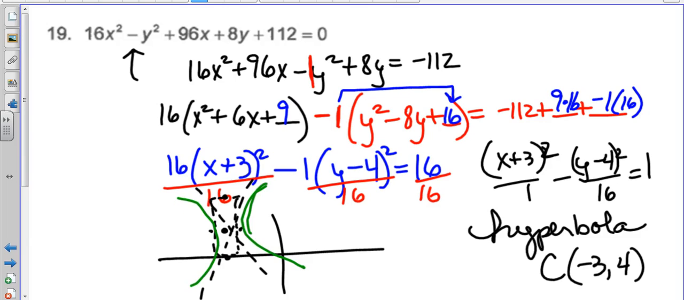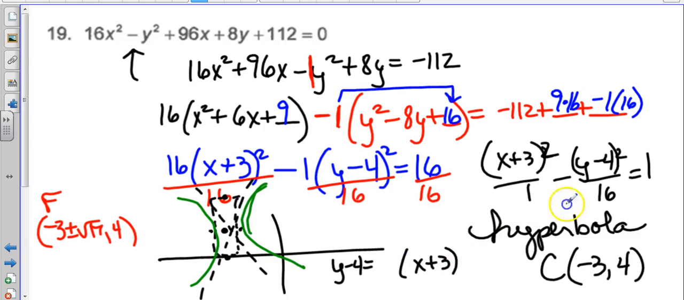Do you need me to talk about the asymptotes and foci one more time since it's a hyperbola or not? You would add and get square root of 17, and those would be added onto what? The x of the center. So we'd have negative 3 plus or minus square root of 17, 4 for the foci. And the asymptotes, anybody? y minus 4, x plus 3. And the slope is, careful, yeah, you got to square root those, so it's plus or minus 4.